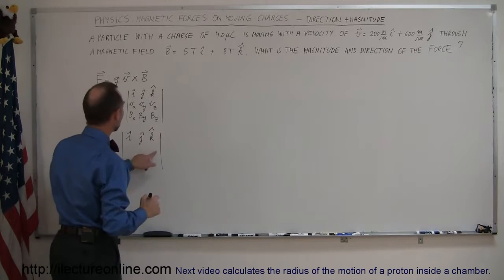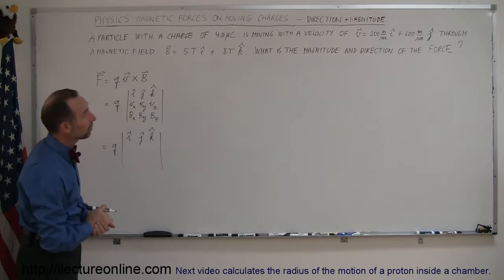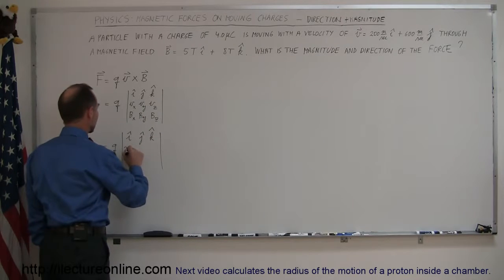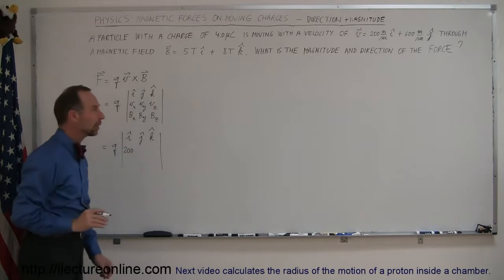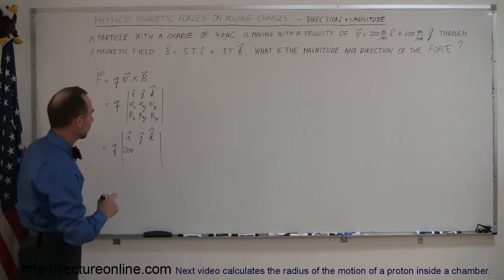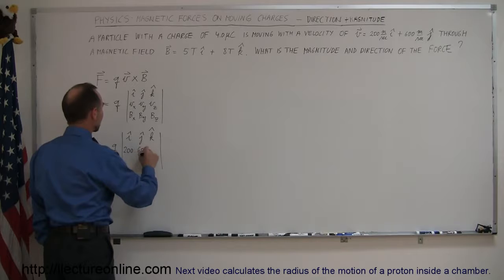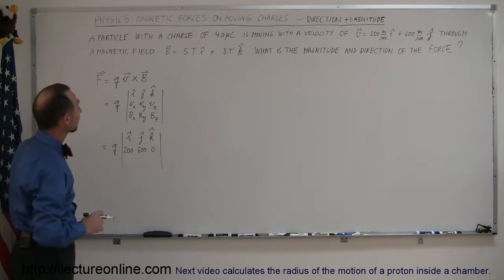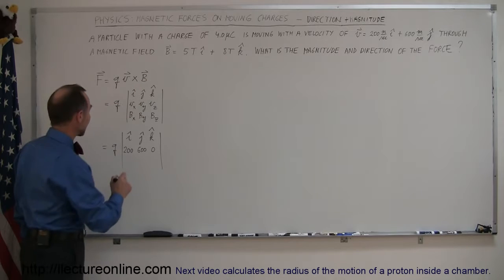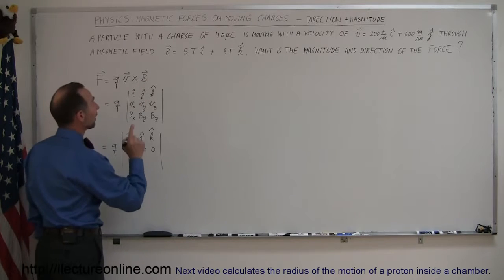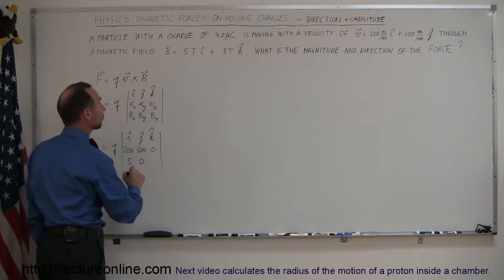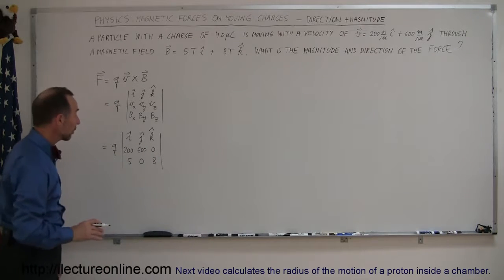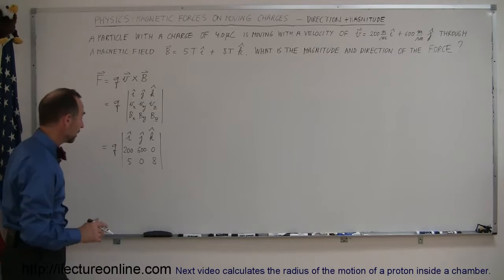Now let's plug in the values for V in the x direction, the y direction, the z direction. X direction is 200 meters per second, so we write 200. We'll leave out the units to keep it a little cleaner. The y direction is 600, and the z direction is 0 meters per second. And for the magnetic field strength, we have 5 teslas in the x direction, so we write 5, 0 teslas in the y direction, and 8 teslas in the z direction. So now we're ready to solve this matrix.